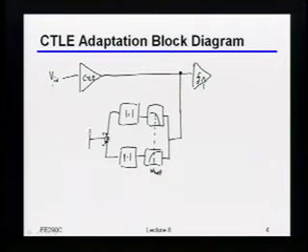And then since I know I want to drive that difference to 0, I'll just integrate it, because I want infinite gain at DC to make it be 0. And then I take that and use it to control my continuous time linear equalizer.